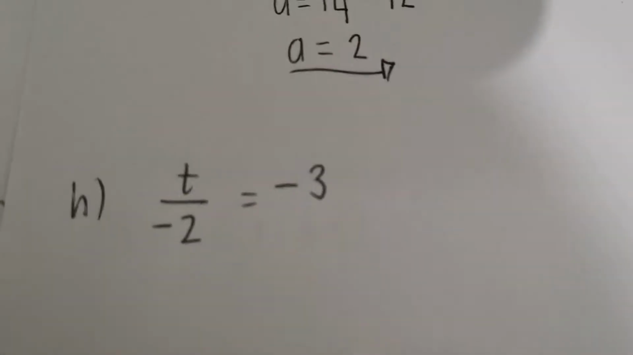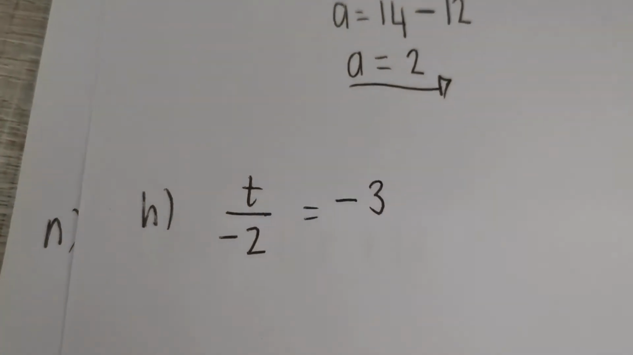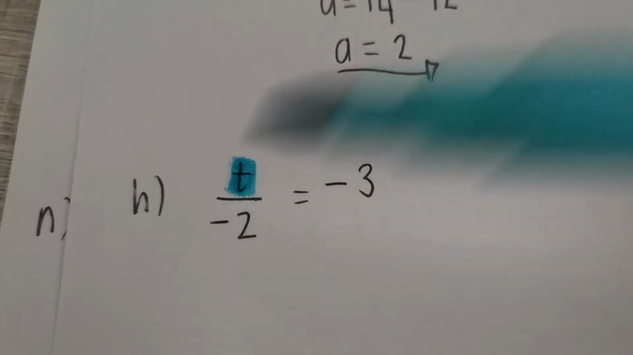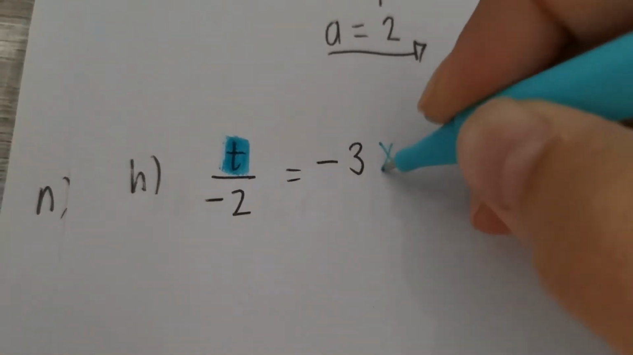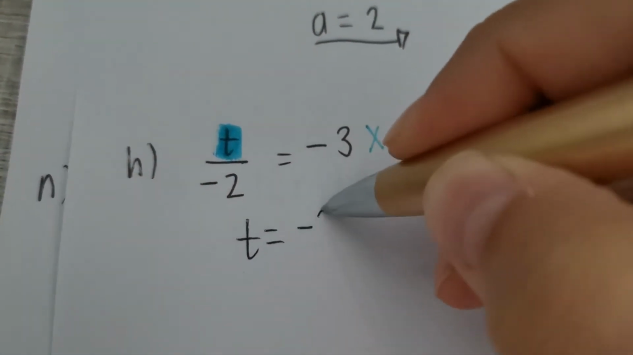Easy one. Let's continue. Right, I need t on its own, isn't it? What's blocking me? This divide by negative 2. What's the opposite of divide by negative 2? Multiply by negative 2.